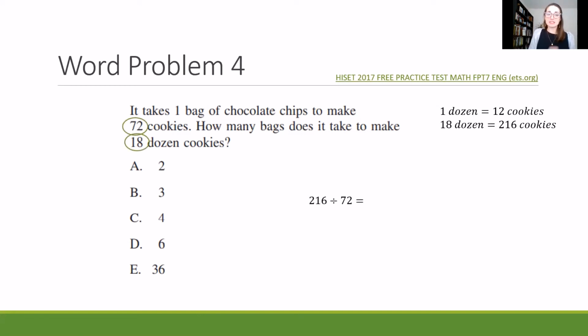Now, I see that there are 72 cookies that are made with 1 bag of chocolate chips. And I need to make 18 dozen, which I know is actually 216 cookies. So how would I figure out how many bags of chocolate chips that is? Well, I would take my total, the 216 cookies that I need to make, and I divide that by the 72 cookies. Why? Because I know for every 72 cookies that are in those 216, that's 1 bag. So when I divide it out, it'll tell me how many total bags. So here, if we divide 216 by 72, we get 3, and we know the answer then is B, 3 bags.